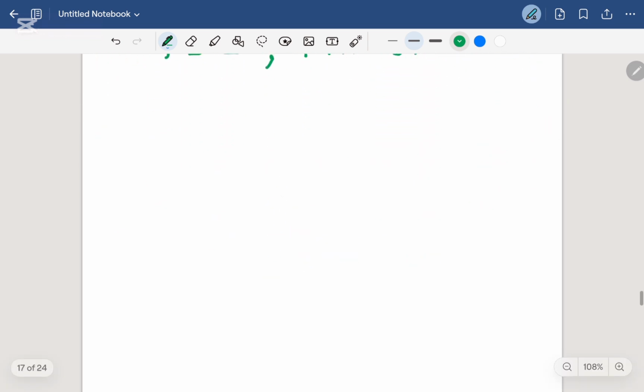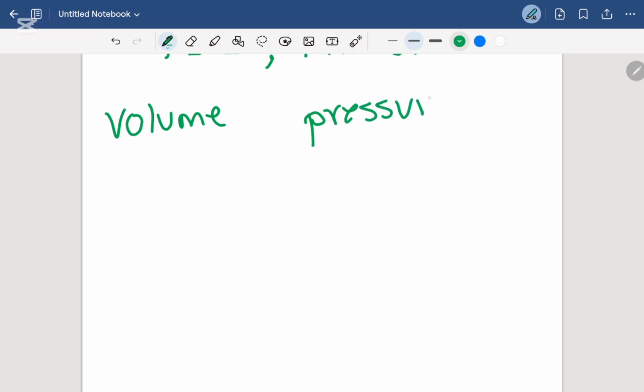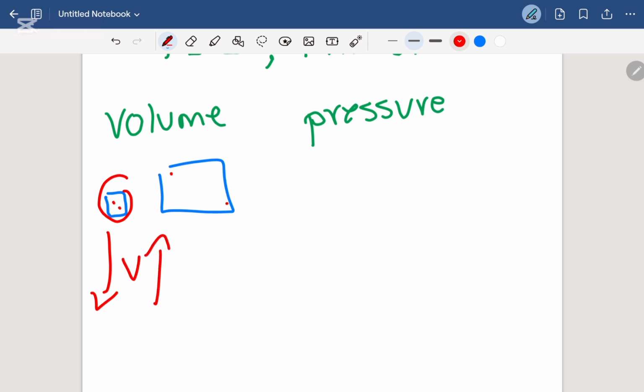Now, after concentration, we have volume and pressure. I'll put them in one because they affect each other, the volume and pressure. We have a small box and a bigger box. If we have 1, 2 particles here and 1, 2 particles here, where these 2 particles are of the same size, of the same mass, okay, in both boxes, where are they more likely to collide? Definitely in this one. So the smaller the volume, the greater the reaction rate.